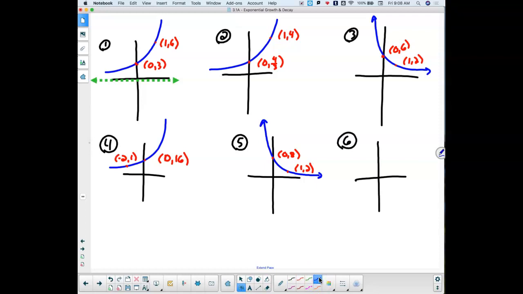And the last one. Now the last one, growth or decay? Why decay? Because the x value or the exponent is negative. So that means we have to reciprocate the b value. So the b value there was actually 1/2. And so then this one looks like this. It's a decay going through 0 comma 10 and 1 comma 5. Okay.